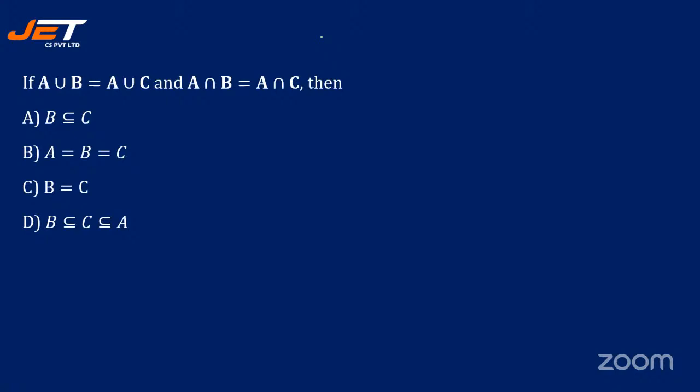If A union B is equal to A union C and A intersection B is equal to A intersection C, then B is a subset of or equal to C, or A is equal to B is equal to C, or B is equal to C, or B is a subset of or equal to A. So here it very clearly says A union B is A union C, and A intersection B is A intersection C, so B must be equal to C. All right. See the next question.